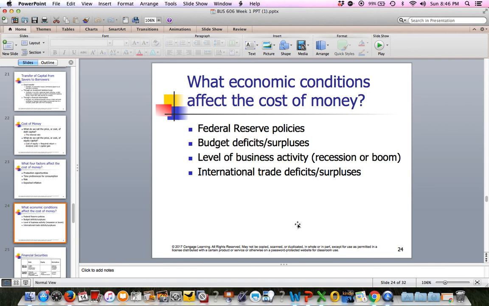And of course, the federal government overall and state governments, as they're operating in either deficits or surpluses, that affects interest rates. Is the overall economy in a recession or a boom? And then what's going on internationally? Do we have trade deficits or surpluses? We have a very interconnected global economy now. And so, if China is having a poor economy, that may negatively impact us and vice versa. So it's all interconnected to some degree.